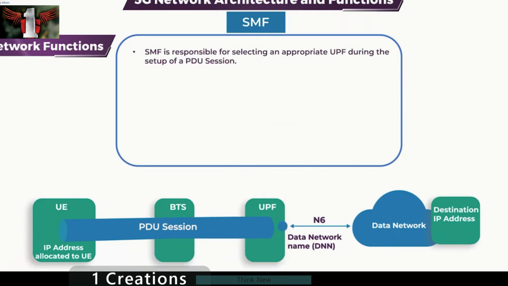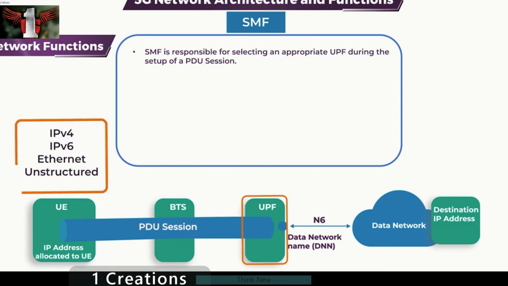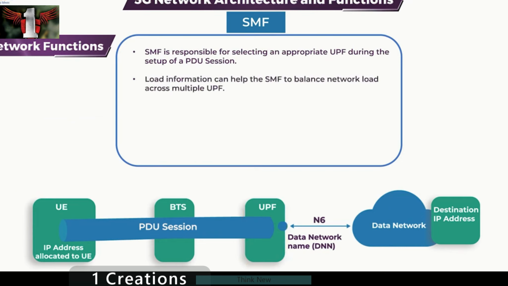The selection algorithm can account for UPF load, geographic location, network slicing, supported features and PDU session type, that is IPv4, IPv6, Ethernet, unstructured. Load information can help the SMF to balance network load across multiple UPF. The geographic location can be important for low latency applications which require a short transport connection to the data network.